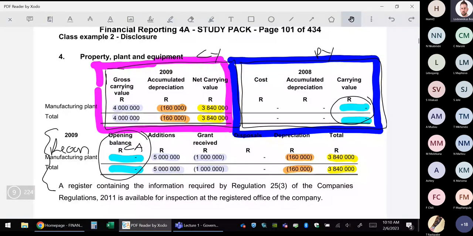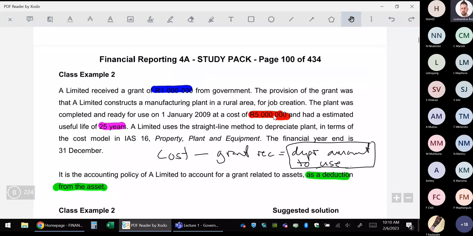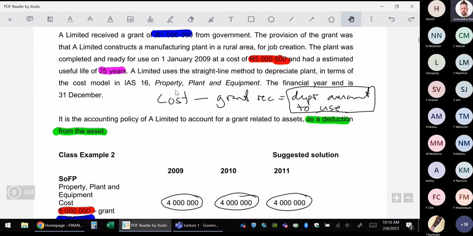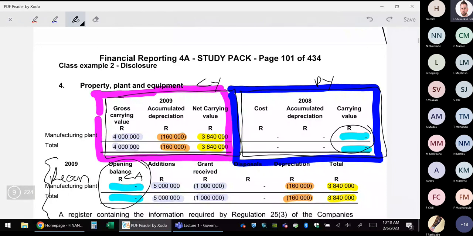We did not have any assets last year. Then we bought the new asset for 5 million. The 5 million is the cost of the asset that we purchased. And then we have to deduct the government grant of 1 million. So cost of the asset less the grant. And please remember that in the PPE note, you have to disclose that you have received a grant. So you show the addition as 5 million, although you deduct the grant received from the cost of the asset, and you disclose the grant.